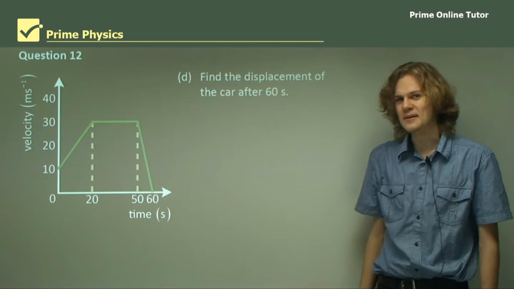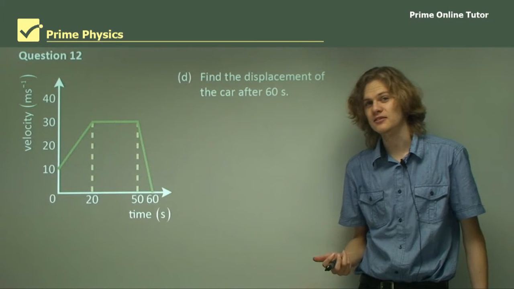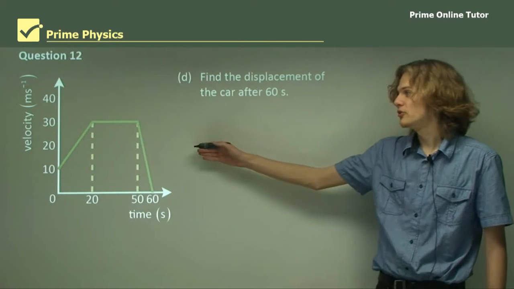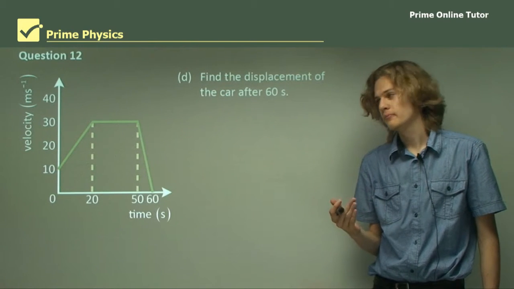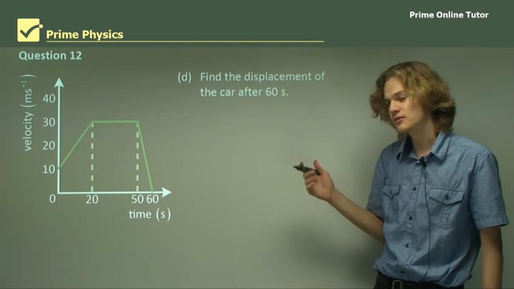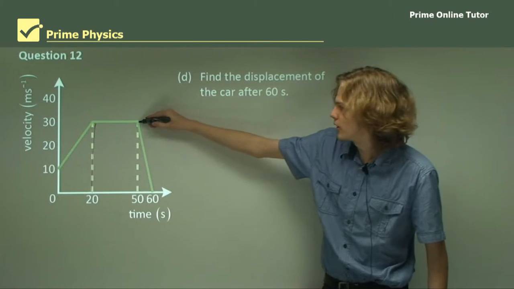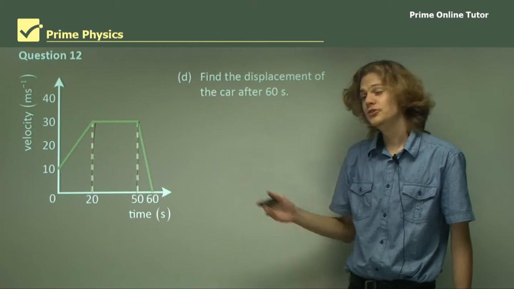So that means that it's 3 meters per second squared backwards. Finally, part D. Find the displacement of the car after 60 seconds. Now remember, to find the displacement of something using its velocity time graph, all we have to do is find the area underneath the graph. And so with these dotted lines, we can easily divide the graph into 3 different sections. The trapezium on the left, the rectangle in the middle, and the triangle on the right. Now let's start with the trapezium.